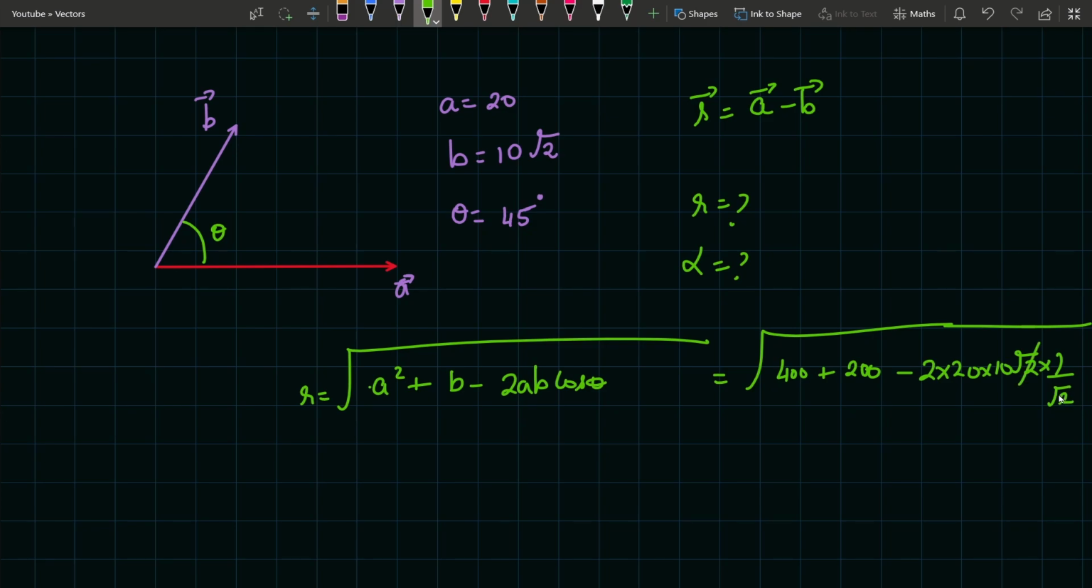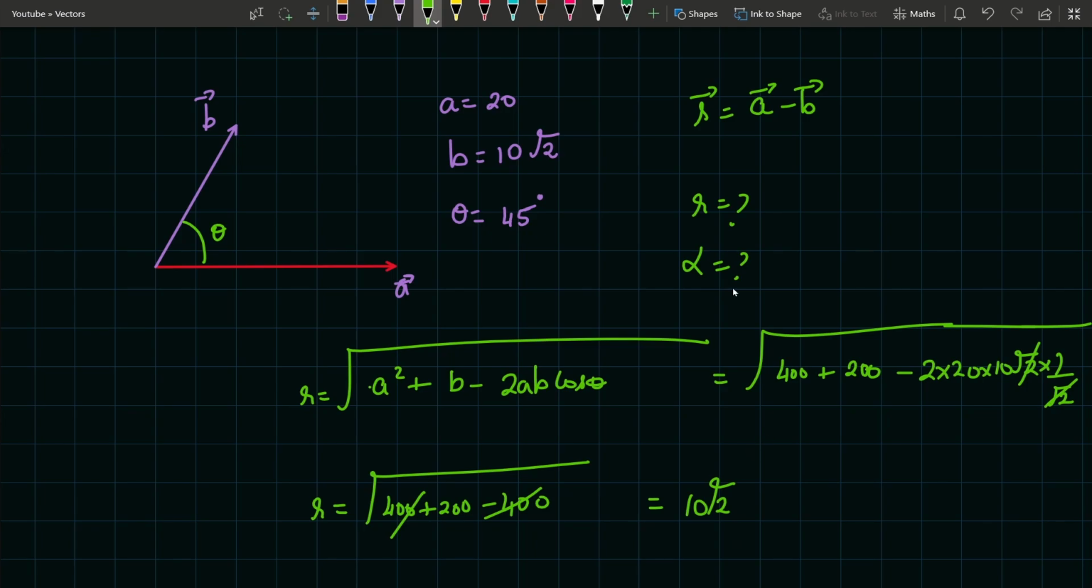Here root 2 and root 2 will get cancelled. So I'll have 2 into 20 into 10, that is 400. That'll give me r equals root of 400 plus 200 minus 400. So my value is root of 200, that is 10 root 2. So the resultant vector magnitude is 10 root 2.